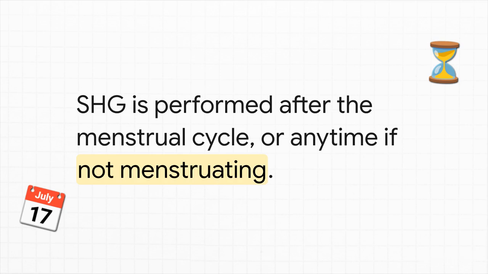First up, timing. Scheduling this correctly is super important. Generally, an SHG is performed right after the completion of your menstrual cycle. However, if you're someone who isn't menstruating, maybe you're postmenopausal, or you're currently on medications that suppress your cycle, the test can actually be performed at any time. Your clinic will work closely with you to find that perfect window.